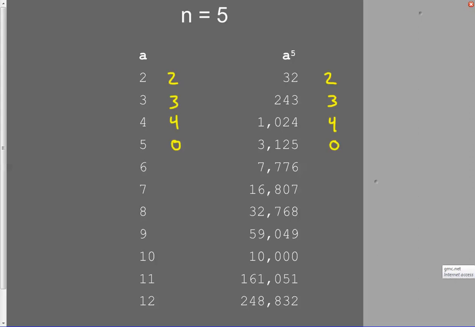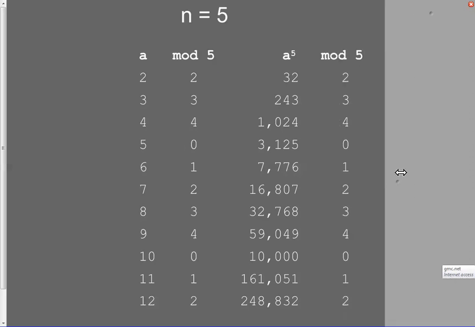Okay, and in fact, if I do all 12 of them, I get a perfect match. And you see that what's going on is we get the numbers just cycling 0, 1, 2, 3, 4, 0, 1, 2, 3, 4. And the a to the 5th is also cycling 0, 1, 2, 3, 4. So that's interesting. So a and a to the 5th are equivalent. They are the same mod 5.